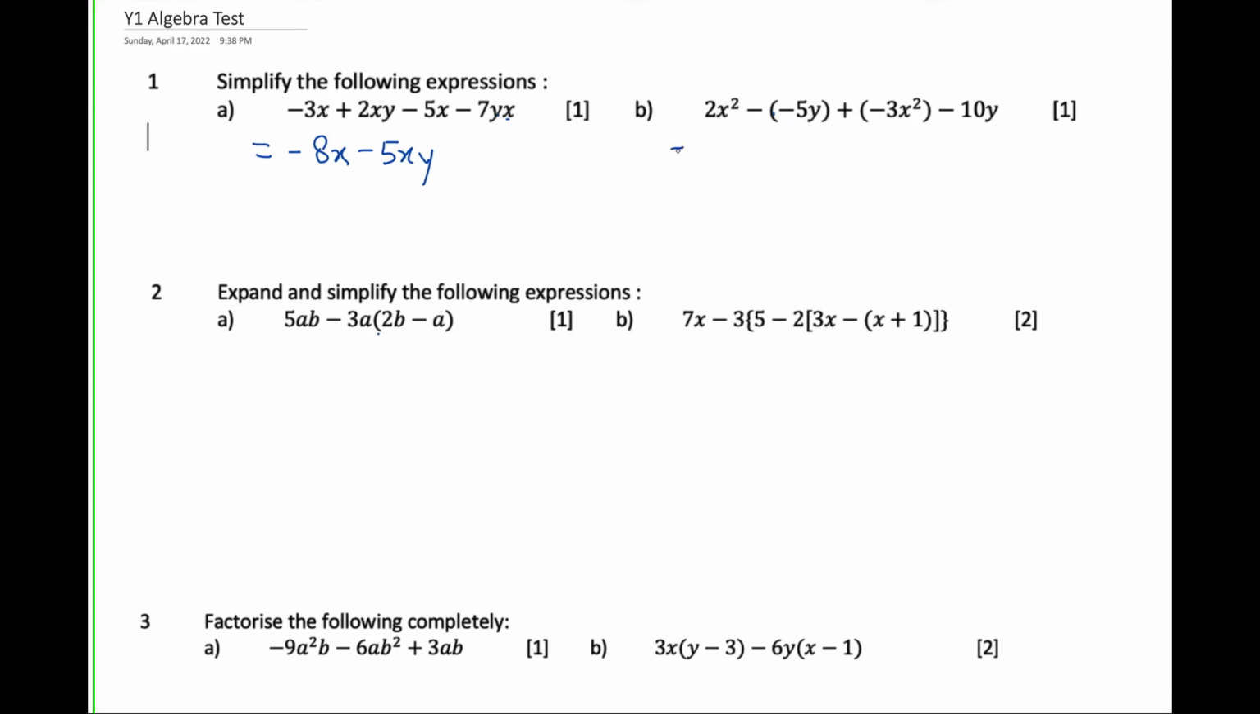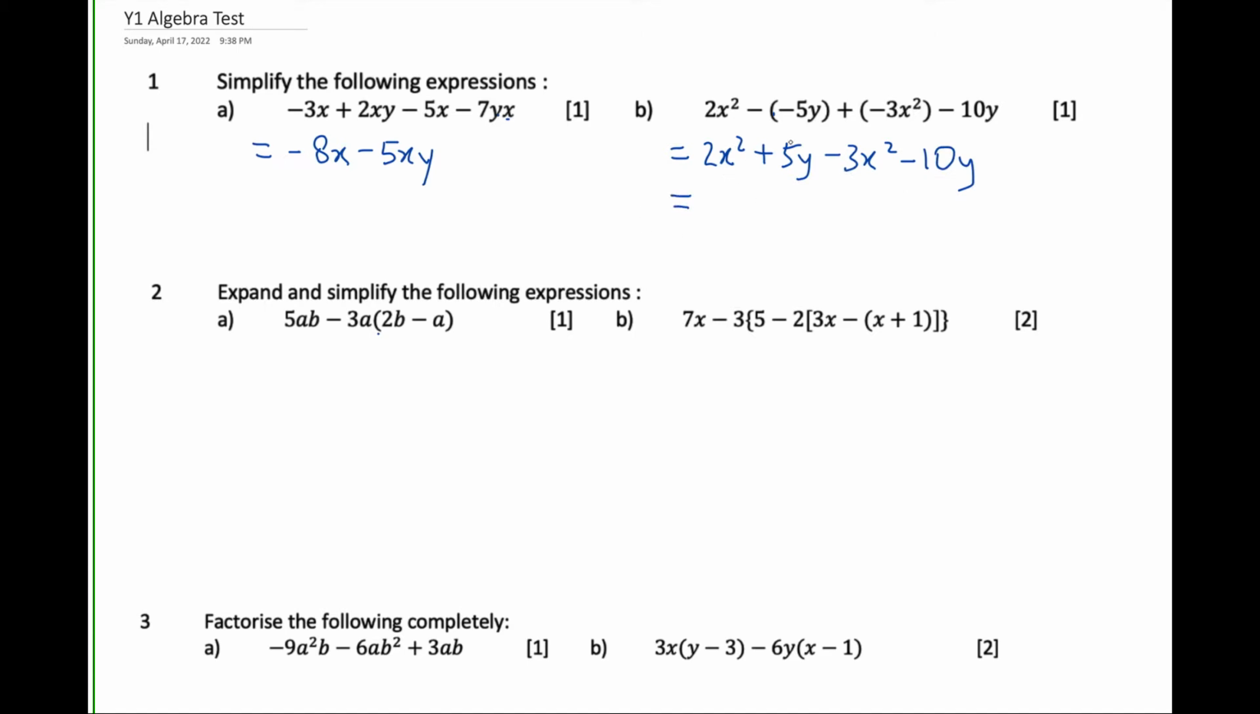In the second example, we have brackets, so this leads to a change of sign. So we have 2x squared, minus times minus, which is plus 5y, and plus times minus is minus 3x squared and minus 10y.